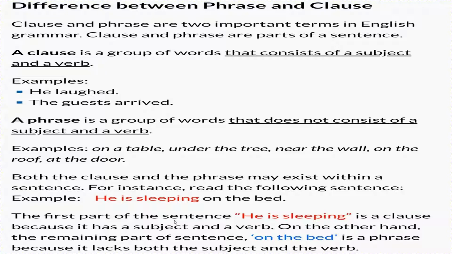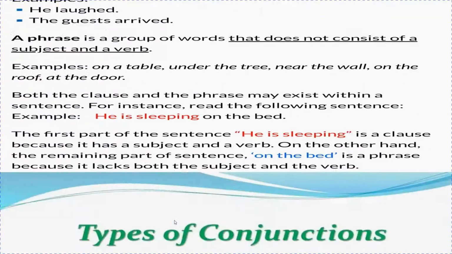Let me explain once again. Children, a clause consists of a subject and verb, but a phrase does not consist of a subject and verb. It means a clause can make complete sense when it is making a sentence. It is a part of a sentence, but it gives a complete sense. But a phrase does not give a complete sense.